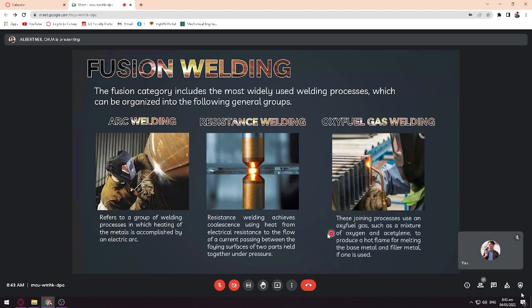Yung oxy-fuel gas naman, or mas familiar kayo sa acetylene, ito yung gumagamit ng acetylene mixture to produce hot flame for melting the base metal and the filler metal. So, yun yun.